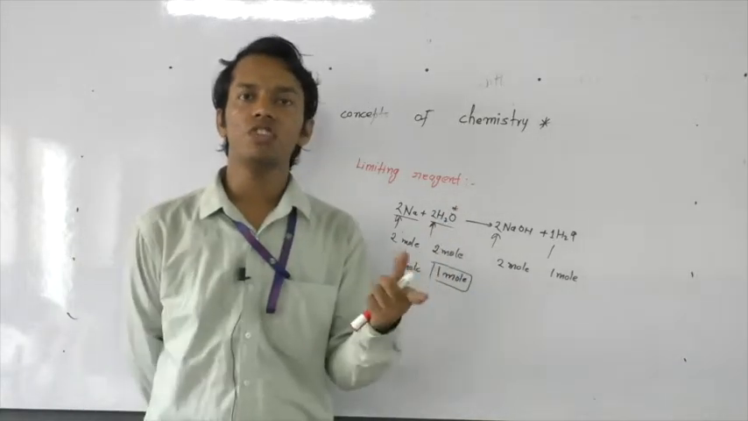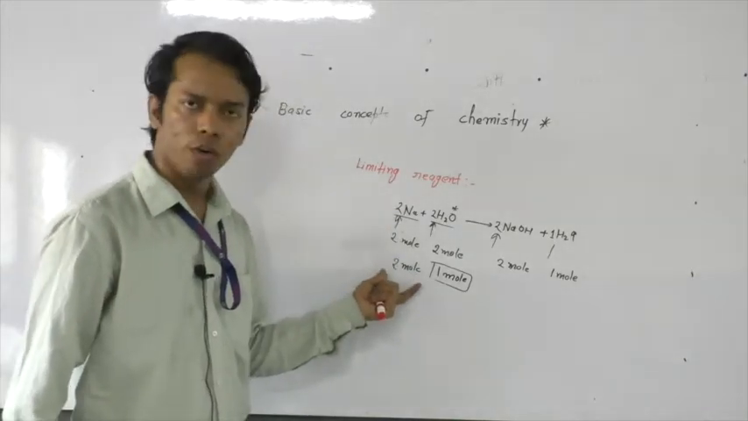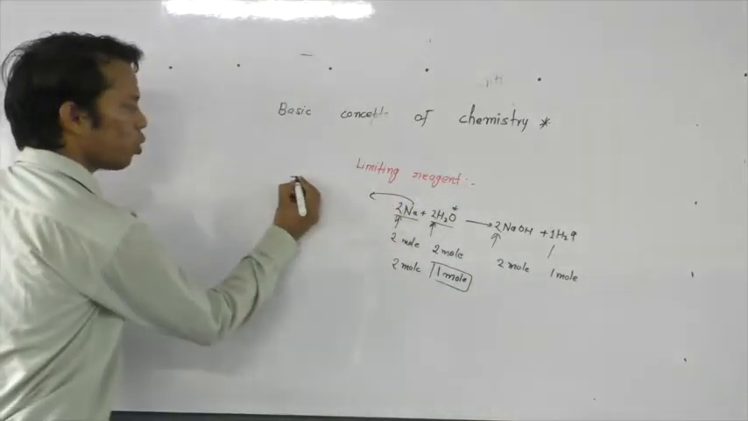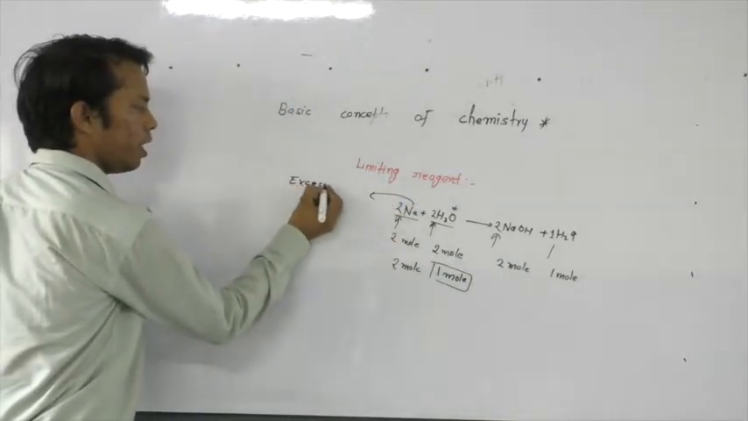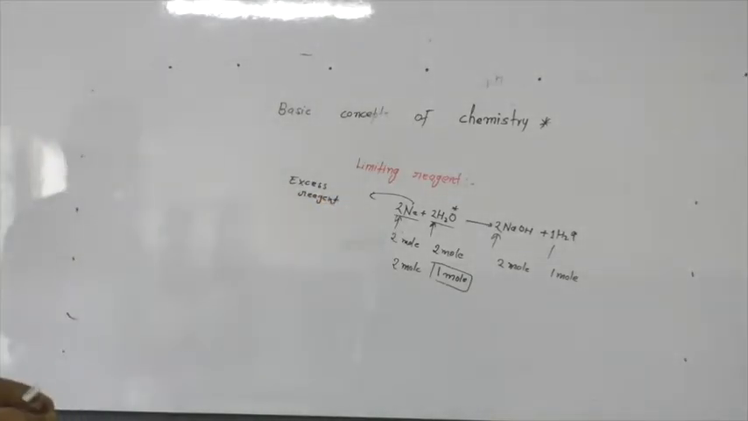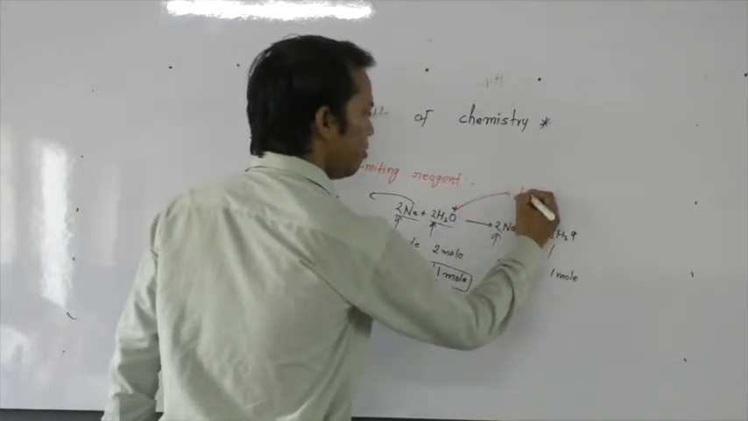So which one is the excess reagent? Because some sodium amount will be there, some 1 mole will be remaining. So that is the excess reagent. So this sodium here is the excess reagent. Correct? And water here is the limiting reagent.